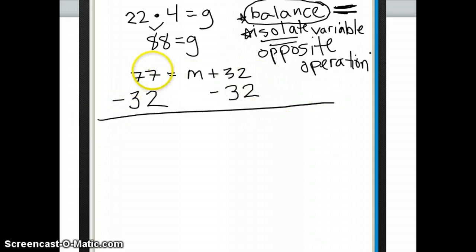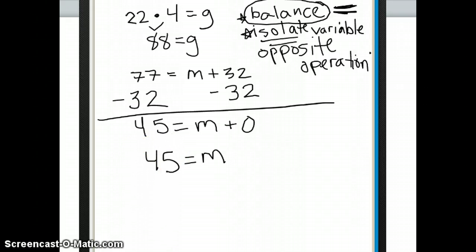On the left side, we'll do the subtraction. 77 minus 32 is 45. We bring down the equal sign, bring down the m, and 32 minus 32 is 0. So this is like saying we have m plus 0, or m. So m equals 45. That is our solution to this equation.